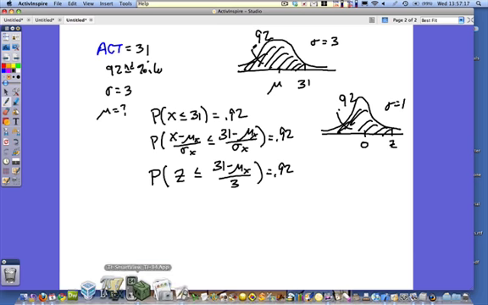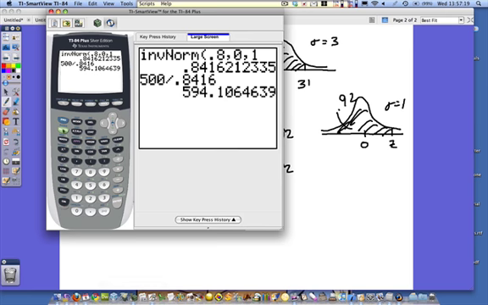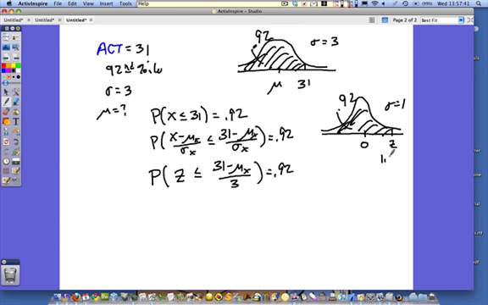What z-score will get us to the 92nd percentile? So we'll go ahead and take a look at the calculator, and we'll do inverse norm. Let me change 0.8 to 0.92, comma 0, comma 1. 1.4051. What that means then is a z-score of 1.4051, standard deviations above the mean, will get us to the 92nd percentile.